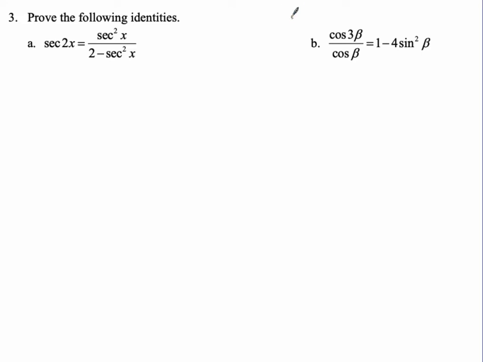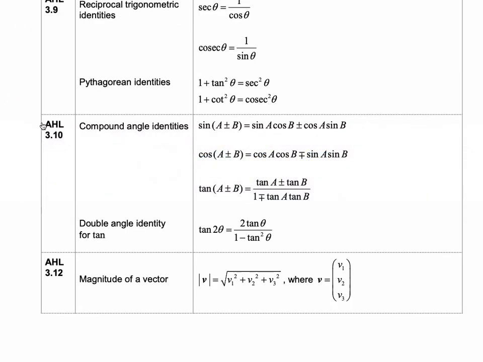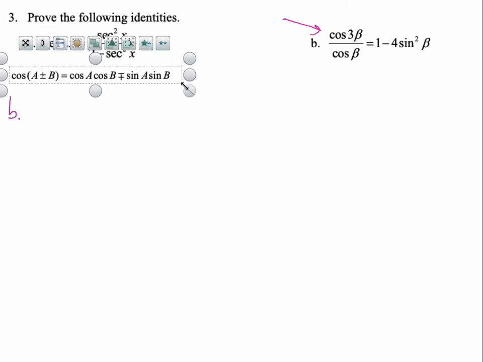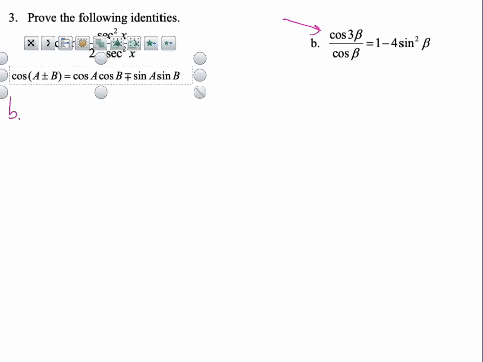Okay, next we're going to prove an identity. Let's prove this one here. Now this is not a double angle, obviously, but we can use the identities in our IB formula booklet, the compound angle identities. So let's use this one here. There's the identity for cosine. Notice that there's a negative plus sign there. That means if this is positive, this one's negative. If this one's negative, this one's positive. You use the opposite sign.